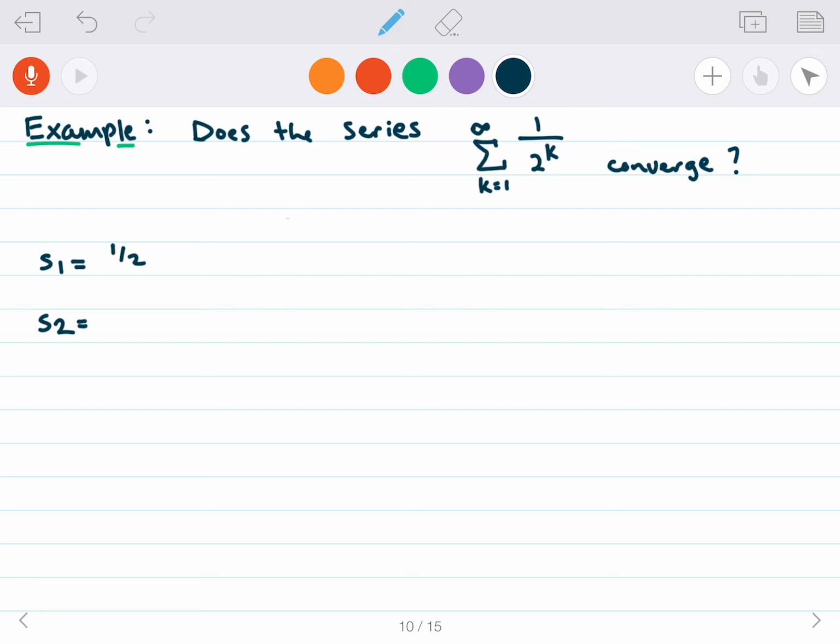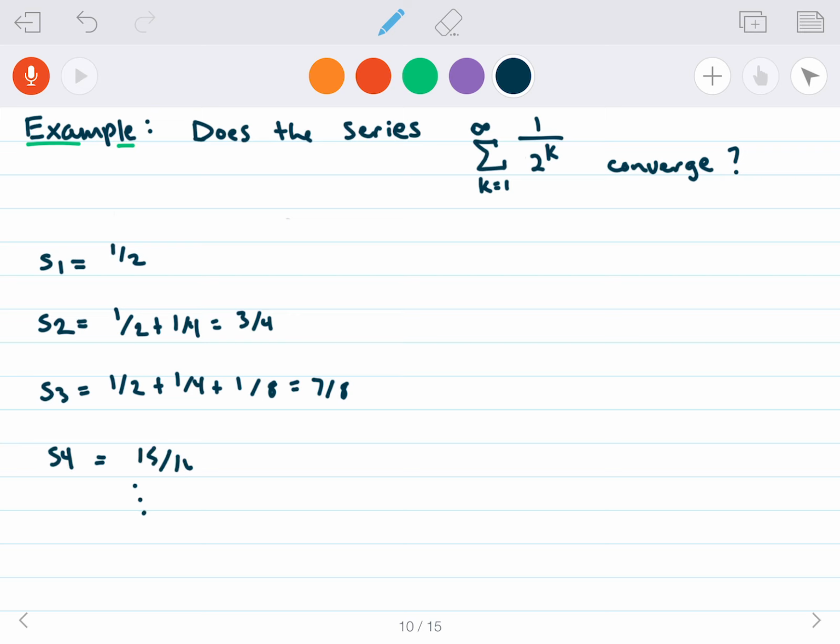Okay, so S2 is going to be 1/2 plus 1/4, which is 3/4. S sub 3 is equal to 1/2 plus 1/4 plus 1/8 equals 7/8, and so forth. So you see that S sub 4 is going to be 15 over 16. And in general, S sub n is going to be n over n plus 1. And this probably looks familiar to you from a homework problem. This is homework 2, problem 4, rather.